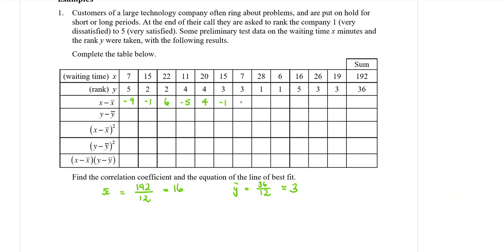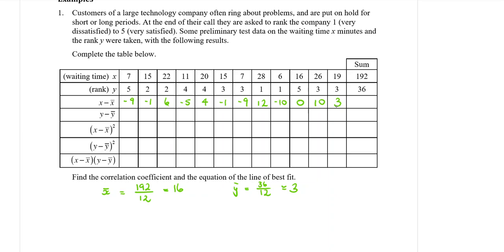7 take away 16, -9. 28 take away 16 is 12. 6 take away 16 is -10. 16 take away 16 is 0. 26 take away 16 is 10. And 19 take away 16 is 3.